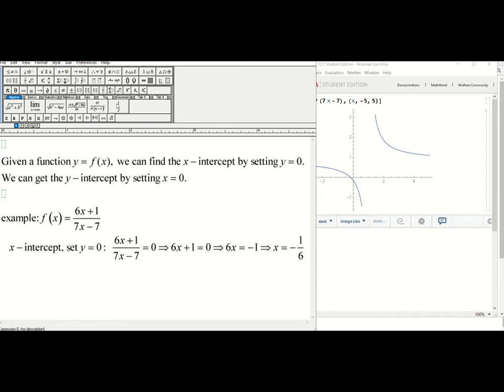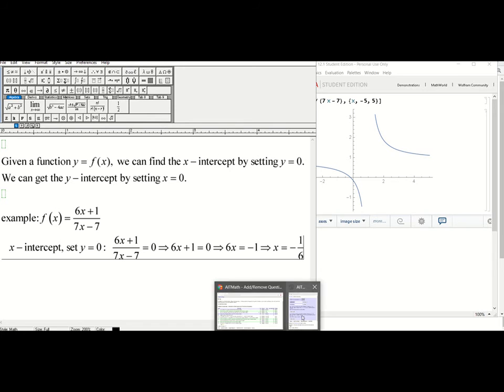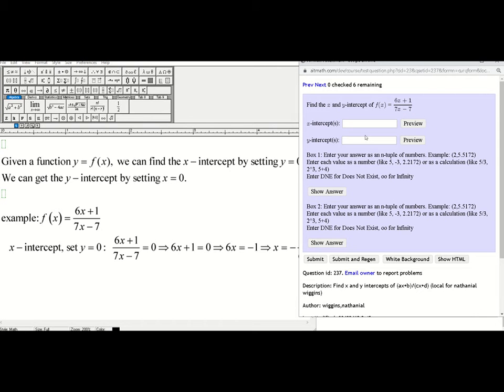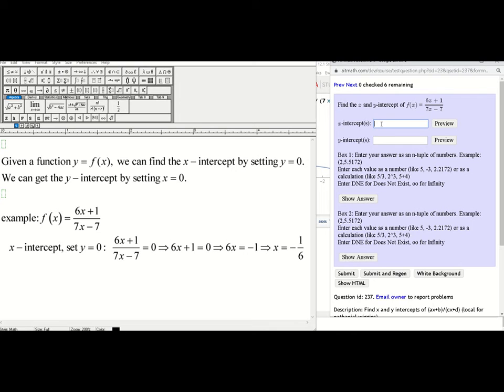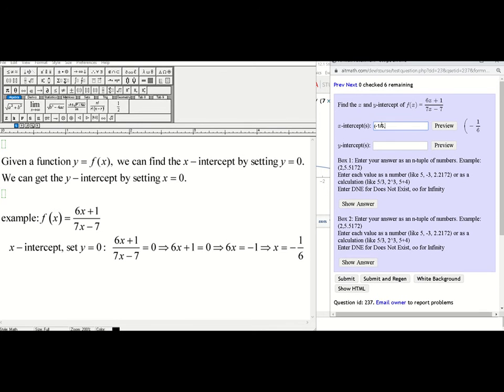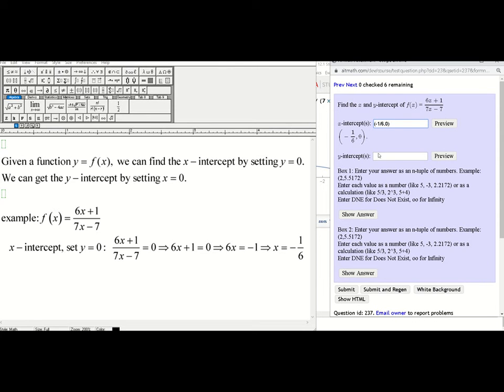So we have an x-intercept at that point. Does it want it as a point, an n-tuple? Yeah. So x is negative 1/6, and y is 0, since we set y to be 0. So that's going to be my intercept, okay?